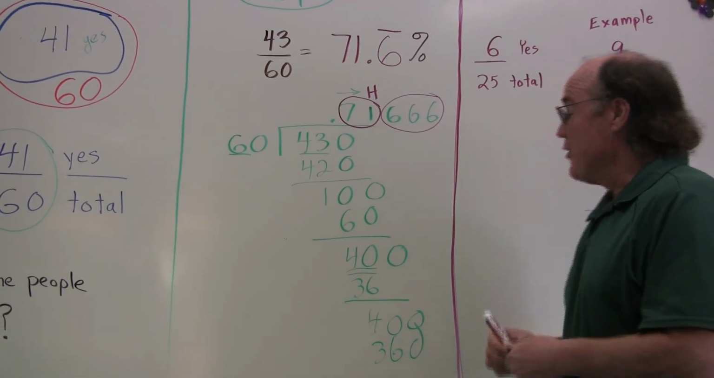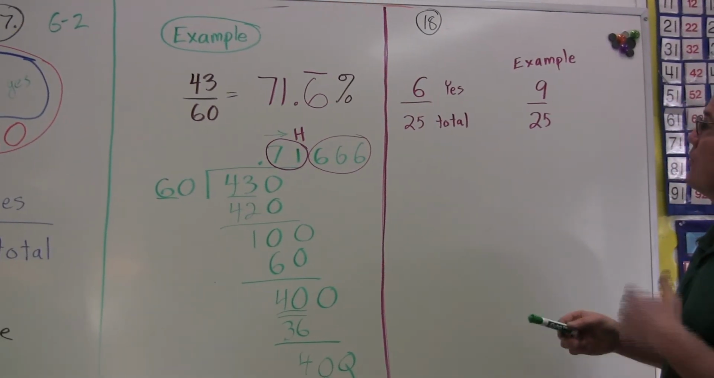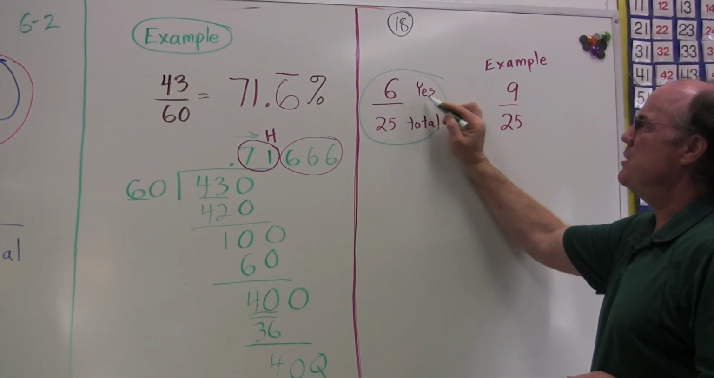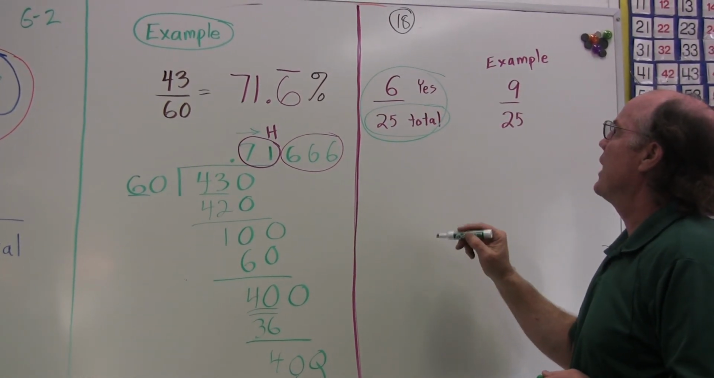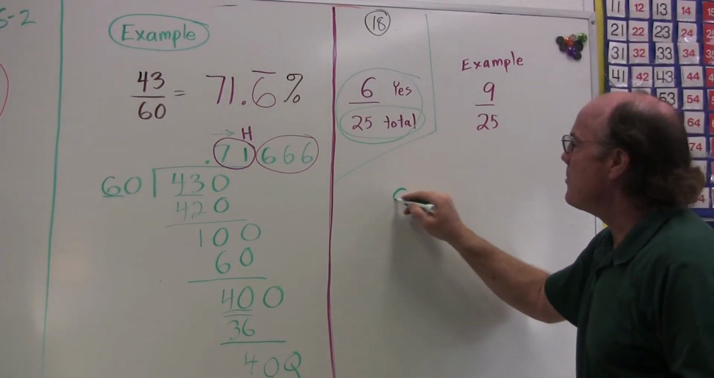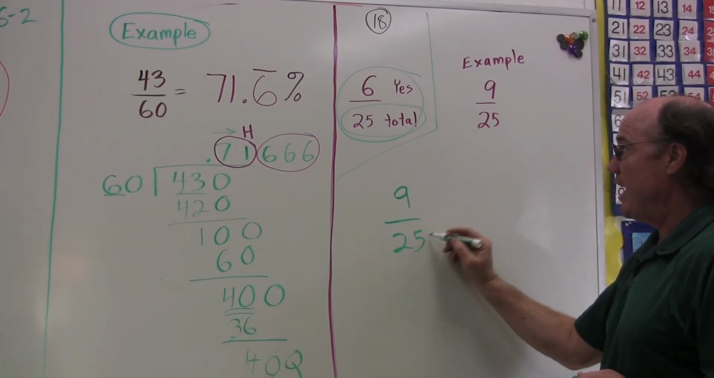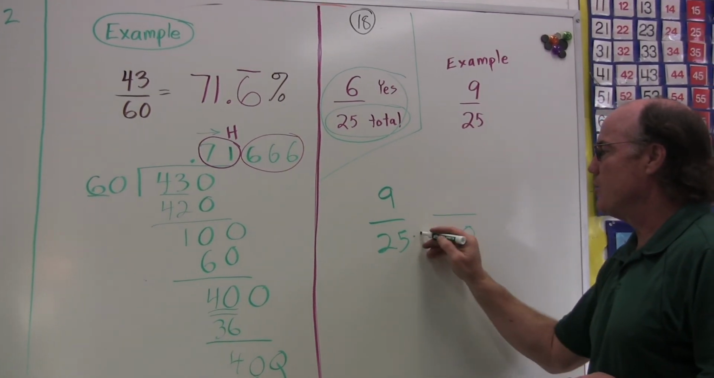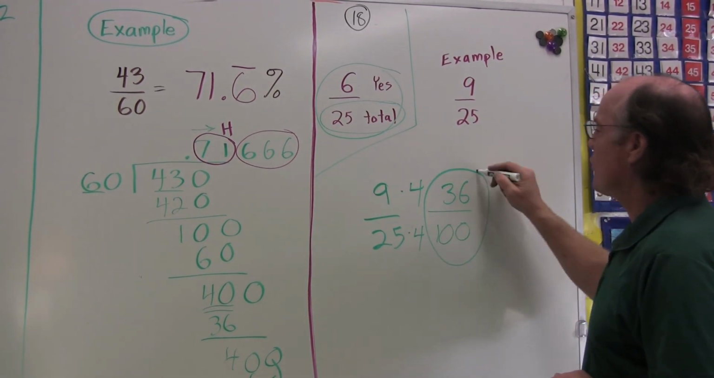Now the very last problem on the whole page is a rather easy type of word problem. The numbers basically are, there are 6 people who say yes, or 6 people who do something out of 25 total. Now, let's not do that one. Let's just say it's 9 out of 25. Now remember what we do here. You always first ask yourself, can 25 go into 100? Yes. 25 times what is 100? 4 quarters. So you multiply by 4 on top, you get 36 over 100.